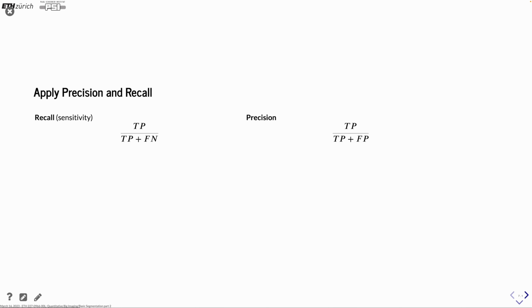Two metrics that we are using are precision and recall. And recall is the ratio between true positives and false negatives. So that would be the number of positive classified pixels as we got them, divided by the total number of expected pixels in this class. The precision is the total number of pixels classified as true positives, divided by all pixels classified as foreground.